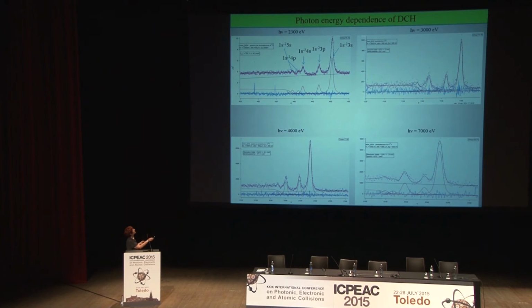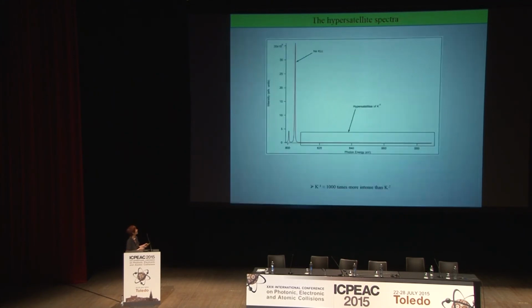We measured them at different photon energies because, as Francis described before, for the super shakeups, we can distinguish between direct and conjugate shakeups. So we wanted to look at the variation in relative intensity as a function of photon energy. And then we also measured the hypersatellites.